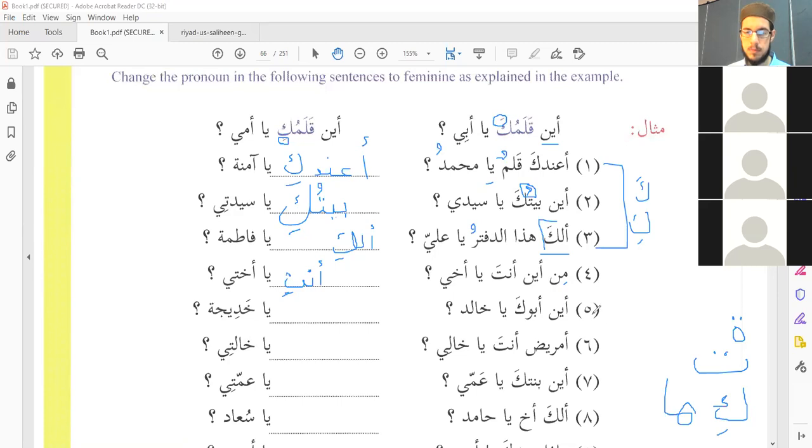Aina abuka ya Khalid? Khalidu. Yes, good. Aina abuki ya Khadija? Very good. Excellent work. So see how now we're back to our possessive pronouns, ka, ki. So here, whose father is it? It's a man's father, father of the man, and so it's ka. Here, Khadija, whose father is it? It's a woman's father that we're talking about, and so it has to be ki.